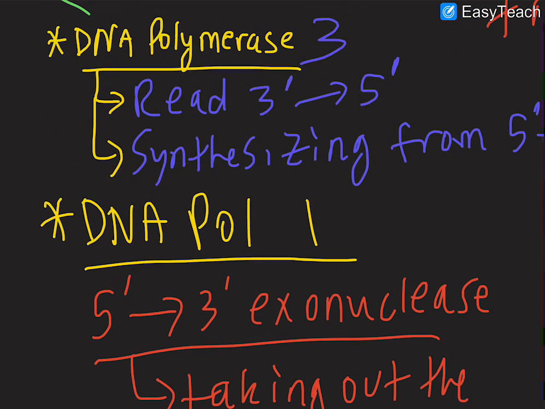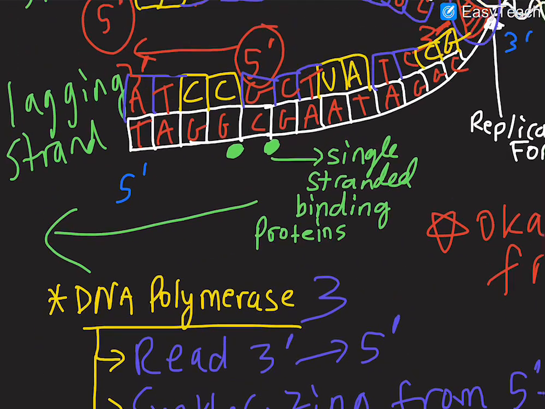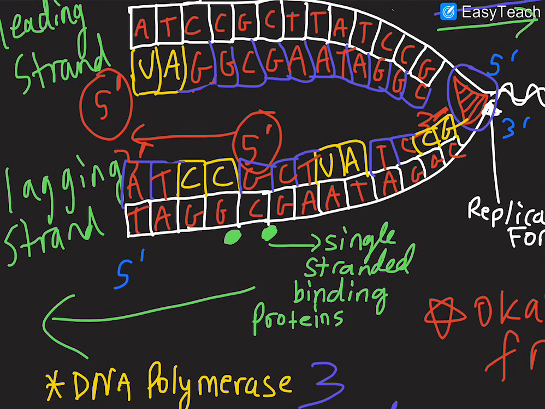So DNA polymerase 1 will take out the RNA primers via its 5 prime to 3 prime exonuclease activity. Again, these RNA primers, remember, we synthesize them from 5 prime to 3 prime. So it's going to take these RNA primers out and replace them with DNA, the complement bases to this strand, if we're talking about the lagging strand. So it's going to replace it with DNA.